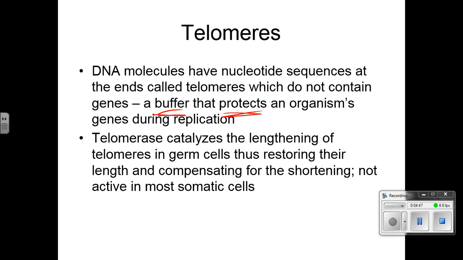It's a buffer that protects an organism's genes during replication. Telomerase catalyzes the lengthening of telomeres in germ cells, thus restoring their length and compensating for the shortening. It's not active in most somatic cells. So body cells have shorter and shorter ends to the DNA. We're constantly deleting the very end of that DNA. But because telomerase is active in the germ cells, that's not the case. You're going to restore that length to be passed on to your offspring.